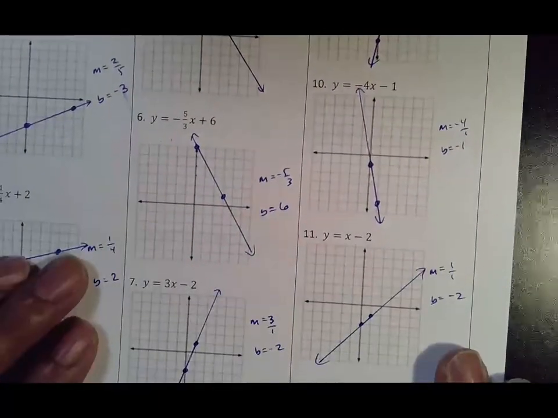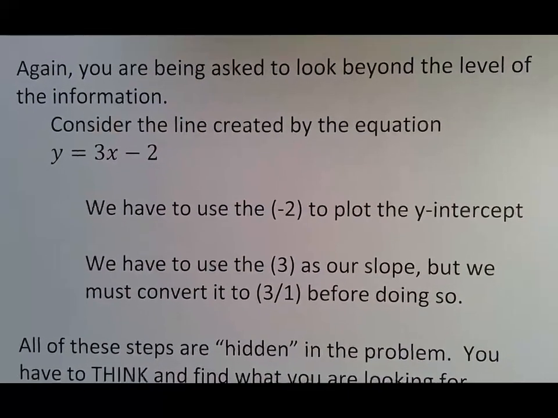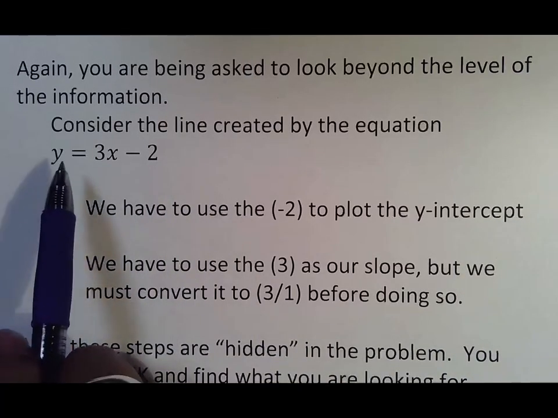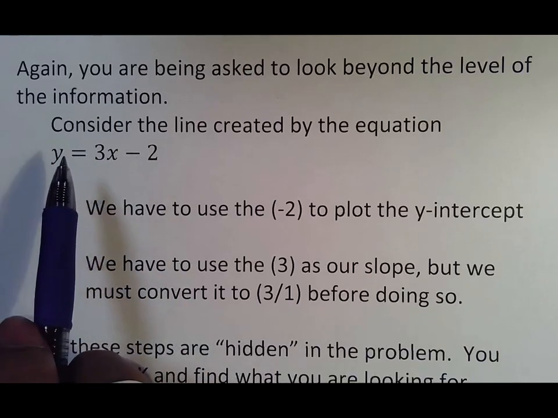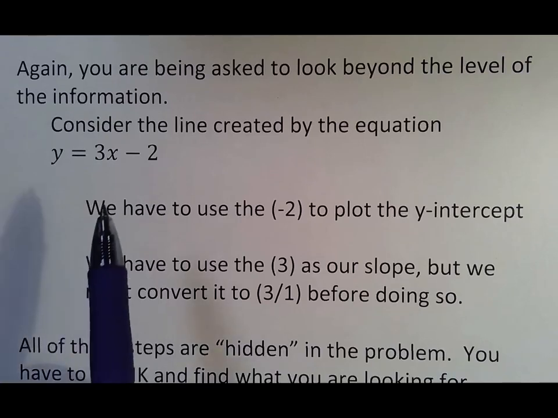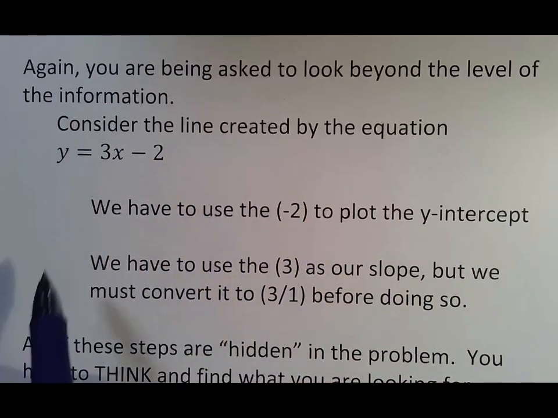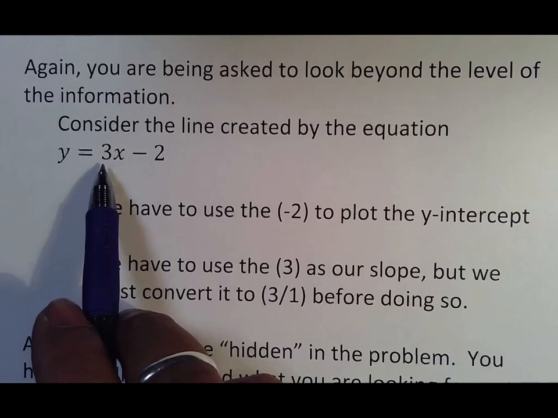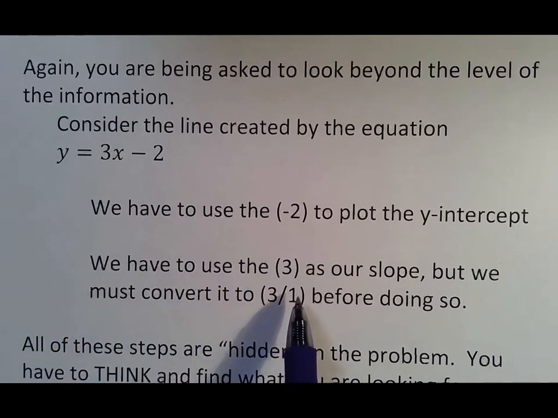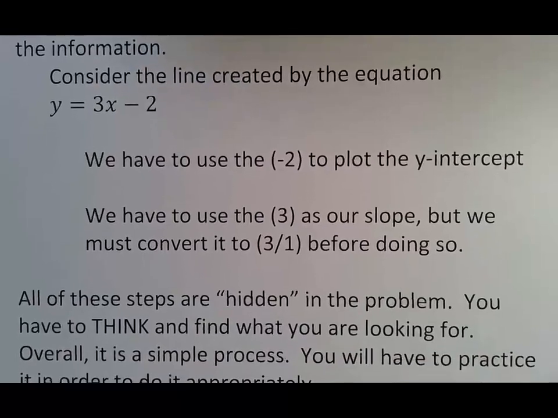All right. So with that being the case, you're being asked to look beyond the level of the information. Again, consider the line created by this equation. It's 1, 2, 3, 4, 5, 6 characters long. Y equals 3x minus 2. That's 6 characters. But there's a lot of information inside of that, which first is you have to look at the negative 2 and recognize that this is your y-intercept, which tells you to go down 2. You have to look at the 3 and recognize this is your slope. Not only that, you have to take that 3 and adjust it to be 3 over 1. These are all things you have to know right when you look at it. Otherwise, you don't have the information you need and you can't figure it out.